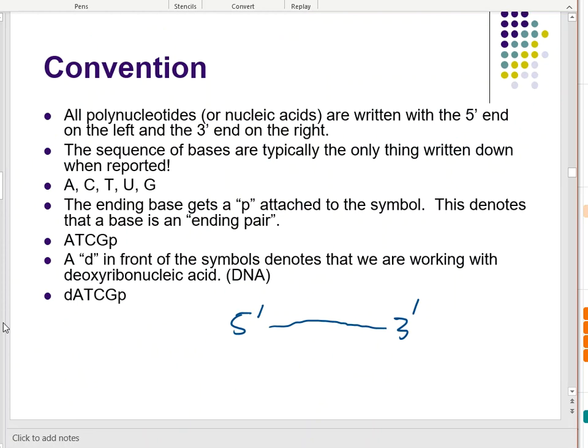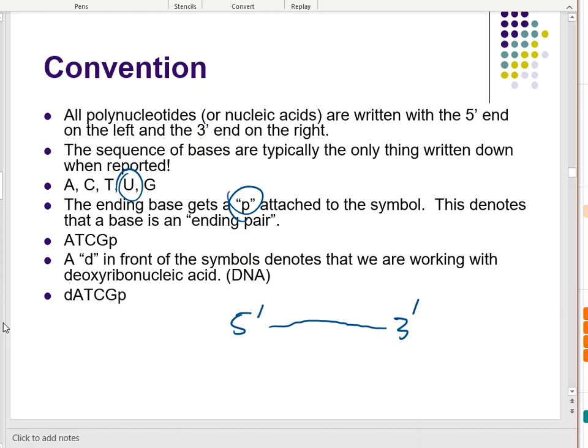The sequence of bases are written down with their one-letter abbreviations most of the time. Again, U is only used for RNA, and we're going to be focused on DNA mainly here. The ending base gets a P that's typically put onto the end, and this shows you that this is an ending pair, all right? So, for instance, ATGC, and then I would write down AP. That is a very strong sign that G is the last one in the chain, fully the last one, and that this is not a piece of the DNA molecule somewhere in the middle. It's actually at the end.